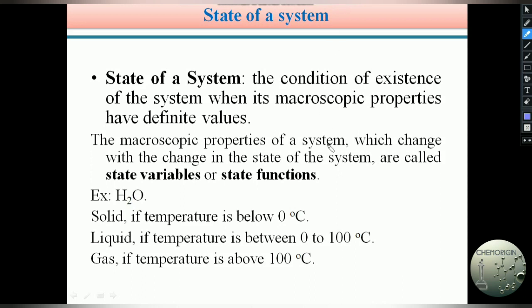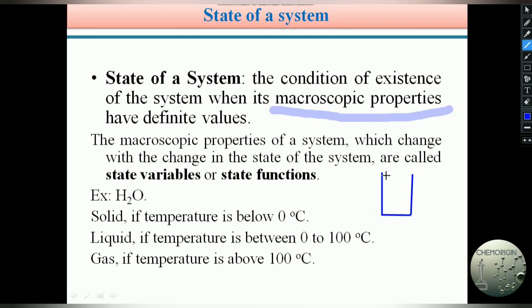State of a system. The state of a system is defined as the condition of existence of the system when its macroscopic properties have definite values. For example, you can take a gas present in a cylinder. In this cylinder, gas is present. So this is our system which is under investigation.